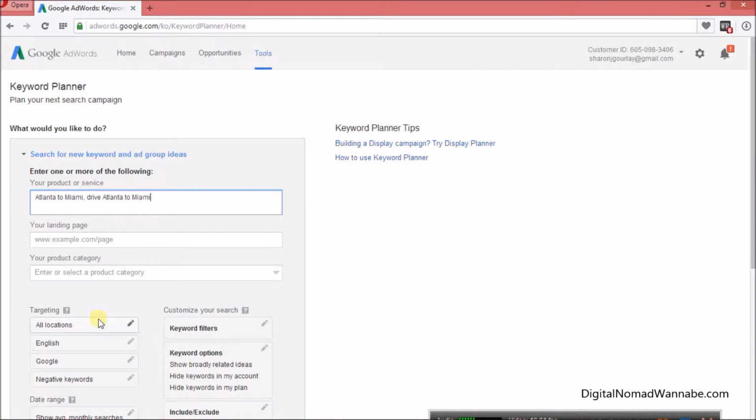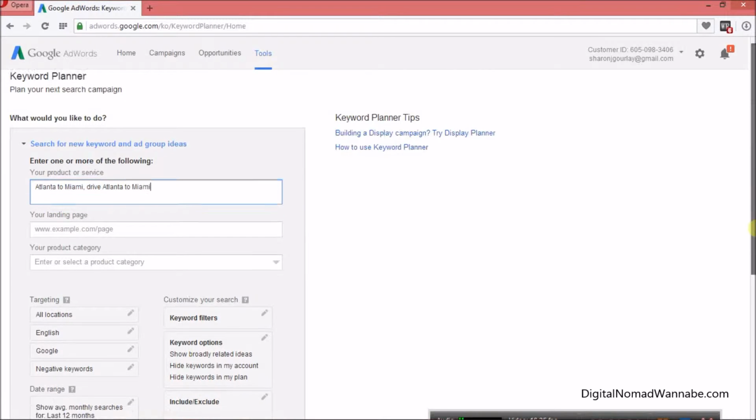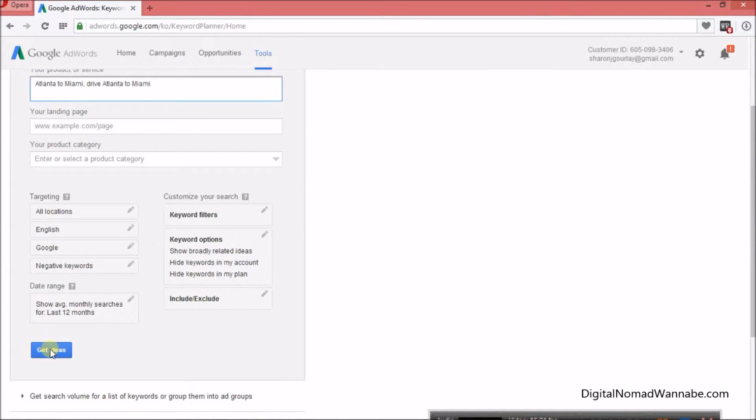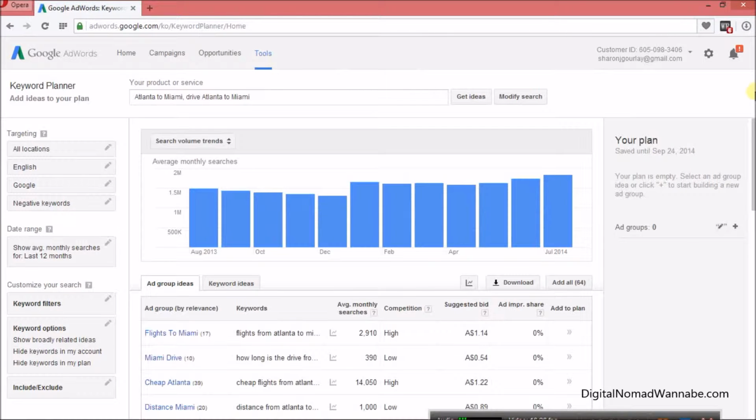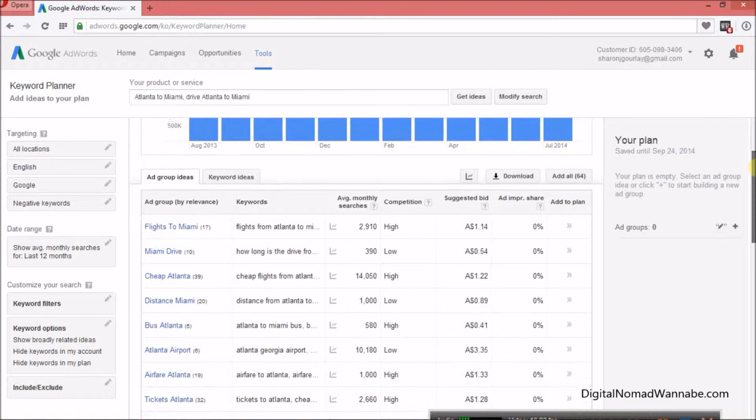And then you can look at these other things like all locations, English. You might want to change them if you're looking for another language or if you're just focusing on one geographic location, but I'm happy for it to be for everybody. And then we'll get some ideas. Okay, so it will load up some ad group ideas and some keyword ideas. I'm going to start by looking at ad group ideas.